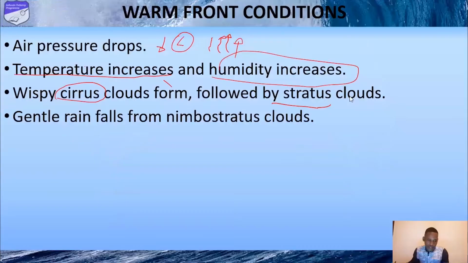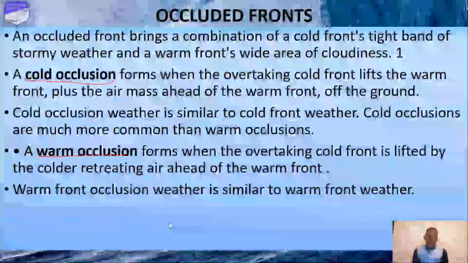Now if our clouds are smaller, it means our rainfall is going to be light. We're going to have light rainfalls. Gentle rainfalls fall from our nimbostratus clouds. Are we still together? Thank you. Right, so let's look at the next front now, which is known as the occluded front.